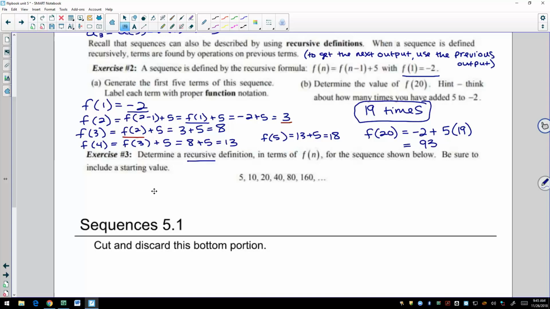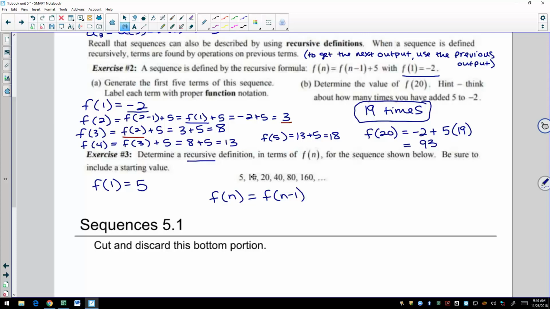So they love the notation. First of all, you got to know your starting value. So the first term was 5. So f of 1 is 5. Then you got to use your f of n notation. They told you to. They could use a different variable, but they told us to use n. So you got to take the previous output, which was 5, and what did you do to it to get the next output?